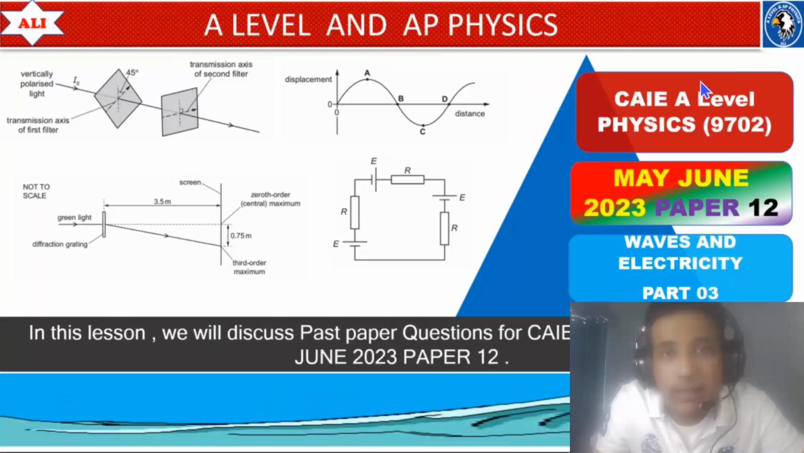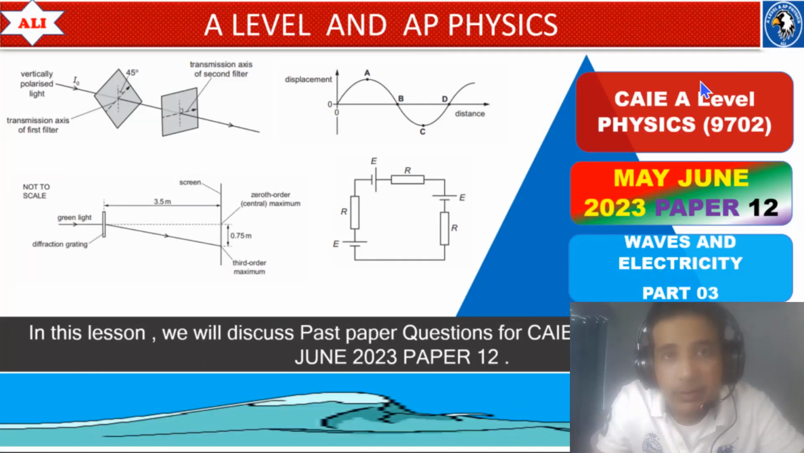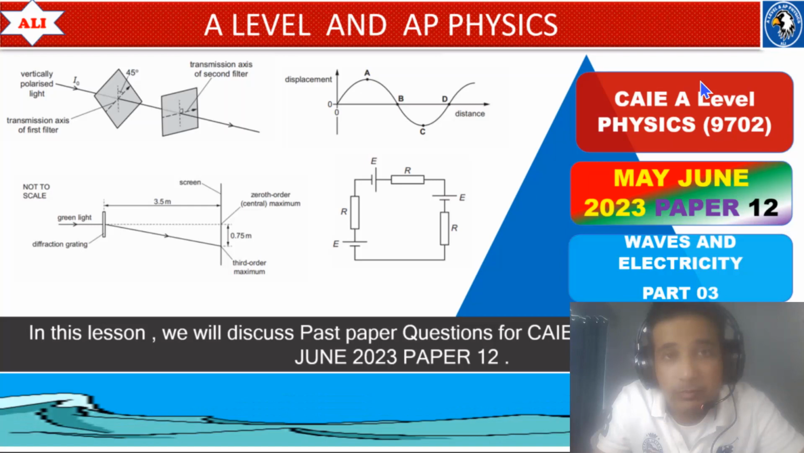Welcome to A-Level and AP Physics. In today's lesson, we will discuss past paper questions from May June 2023, Paper 1, Variant 2.